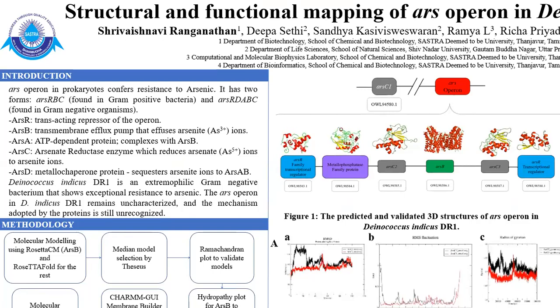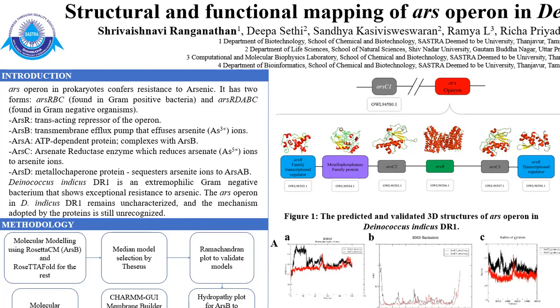It has two forms, ARS RBC in gram-positive bacteria and ARS RDABC in gram-negative bacteria. The operon codes for the following proteins: ARSR, a transacting repressor of the operon; ARSB, which is a transmembrane efflux pump that removes arsenite or AS3 plus ions from the cell; ARSA, an ATP-dependent protein that complexes with the ARSB; ARSC, an arsenate reductase enzyme that reduces arsenate or AS5 plus ions to arsenite ions; and an ARSD protein, which is a metallochaperone that collects arsenate ions from around the cell and brings it to the ARSAB complex.